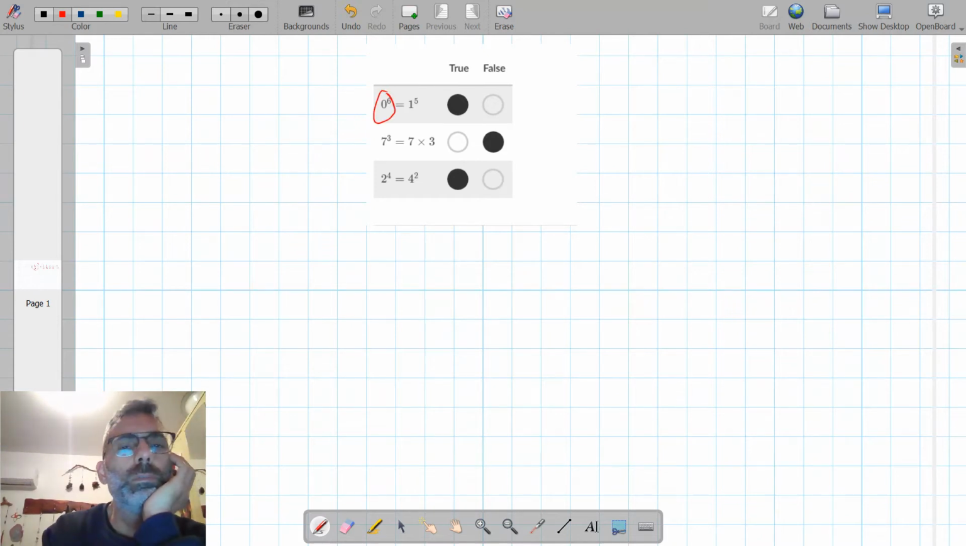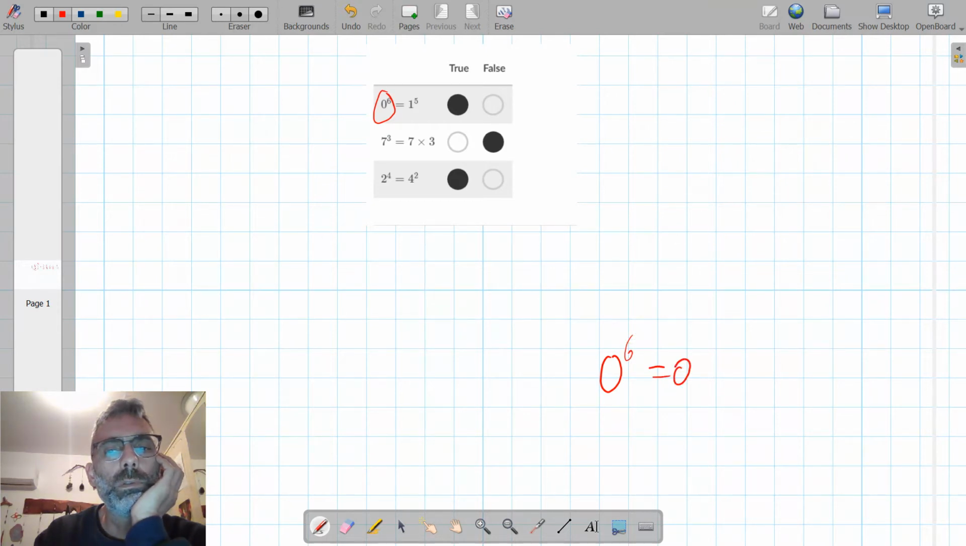Confused by this. I remembered something about 0 and exponents. Okay, 0 to the power of 6 is 0. It's not 1. So this is not true. This is false. If it was 6 to the power of 0, then it was 1.